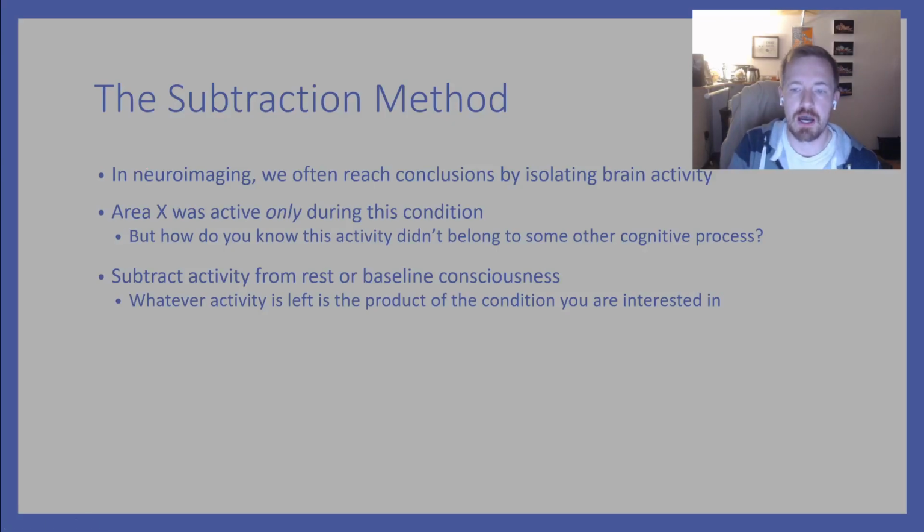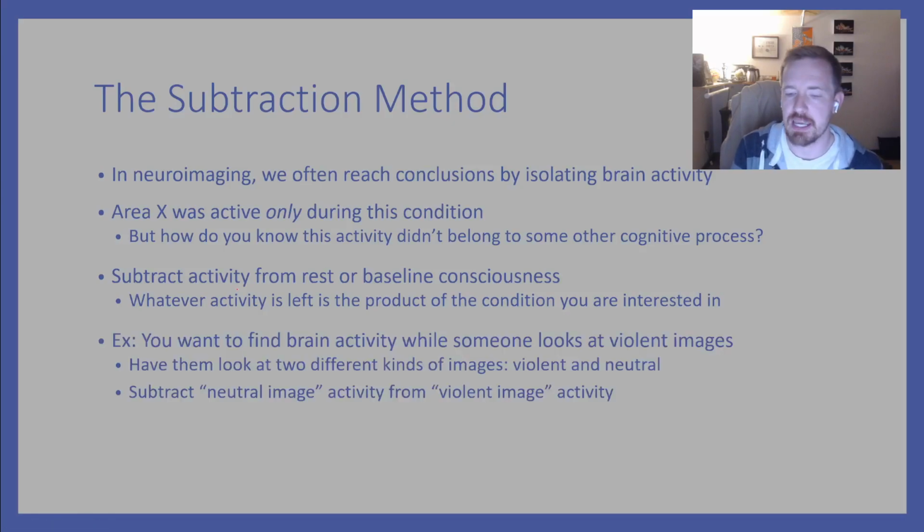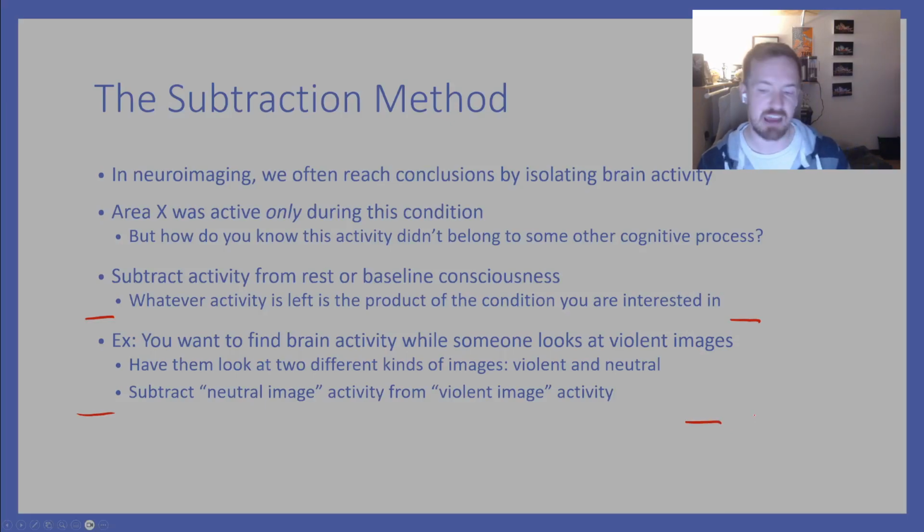In neuroimaging, this is how we draw conclusions: by using the subtraction method. I'm not going to go over this again because I just talked about it using those images, but I do want to focus on this example right here. Let's say that you want to know what area of the brain is active whenever somebody is looking at violent images, but only violent images. You're not interested in other kinds of images, just when they are looking at violence.